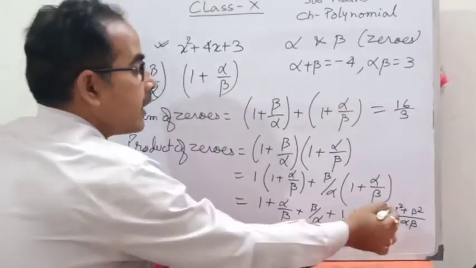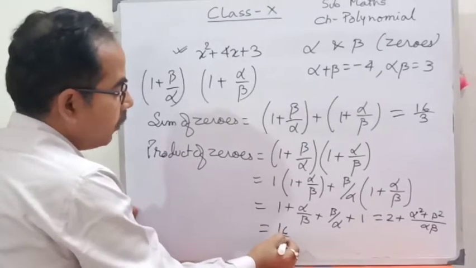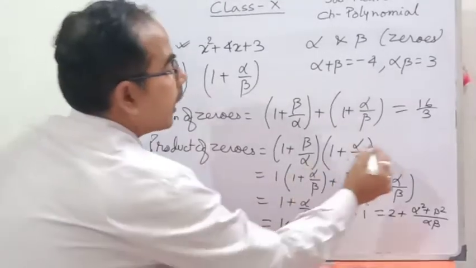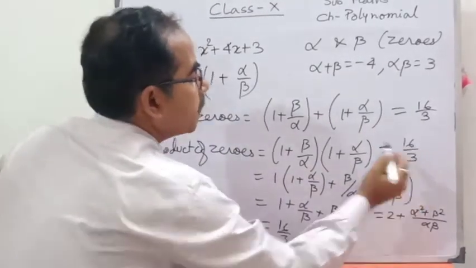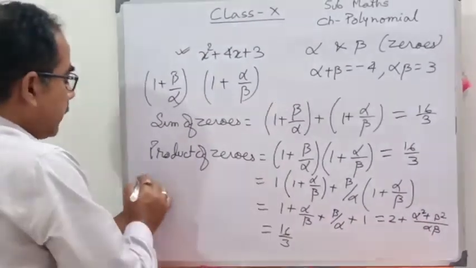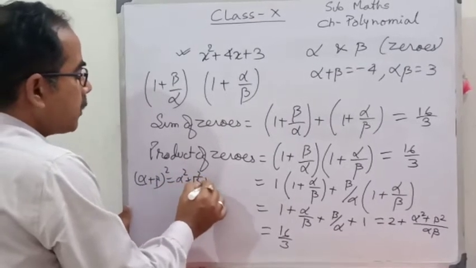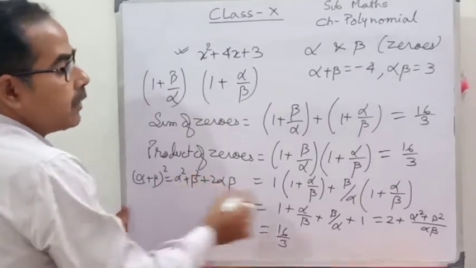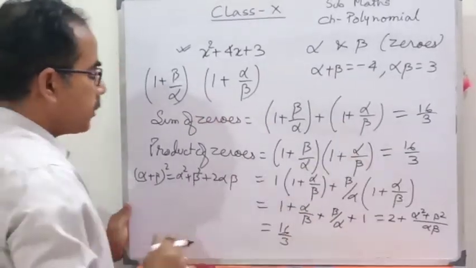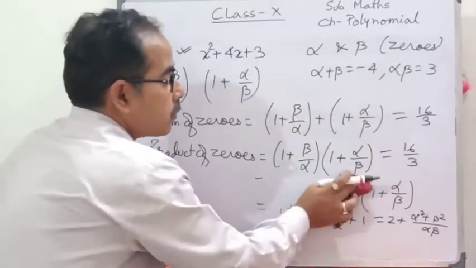Okay, so again the same thing you are getting, just check it out. Ultimately again you are getting 16 by 3. Yes students, so the product of the zeros also you are getting 16 by 3. If you put alpha square plus beta square, just now we have done that alpha plus beta whole square equals alpha square plus beta square plus 2 alpha beta. From there only, if we put the value, automatically we are getting 16 by 3, just as you did in the case of the sum of the zeros. So sum of the zeros you have got, product of the zeros also you have got.